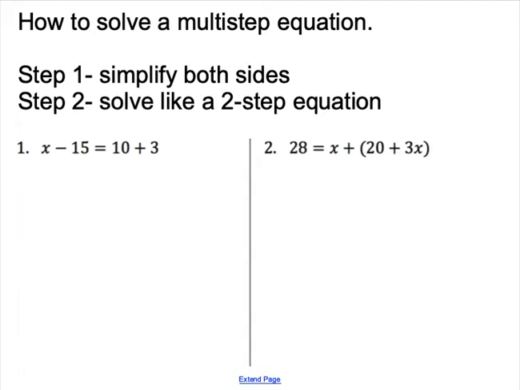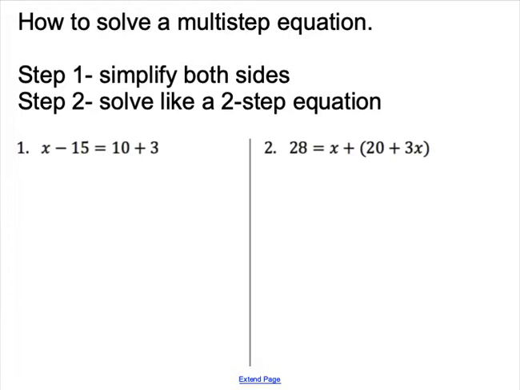To solve a multi-step equation, step 1, you simplify both sides. Step 2, you solve it like a two-step equation. Remember, a two-step equation you're going to solve by getting the variable term by itself and then dividing or multiplying to make the coefficient 1.